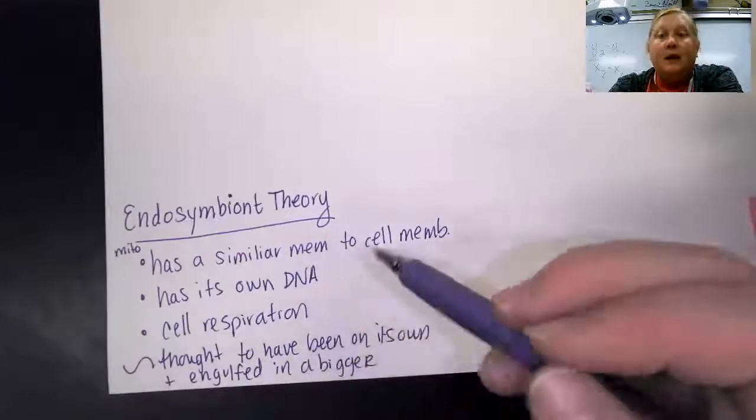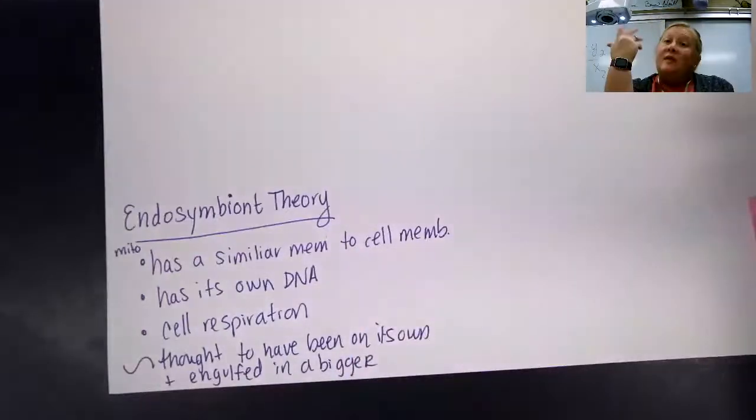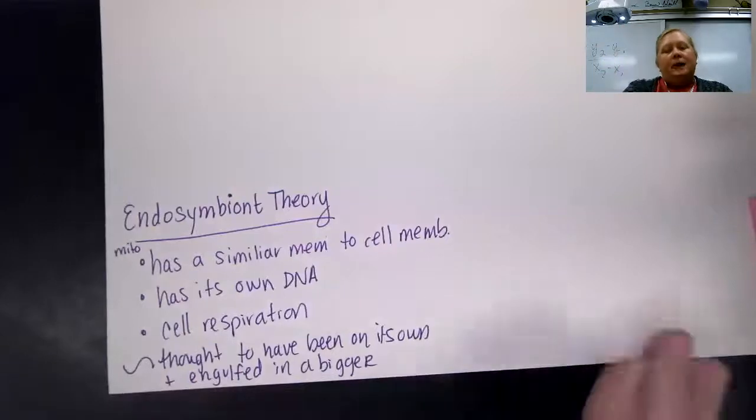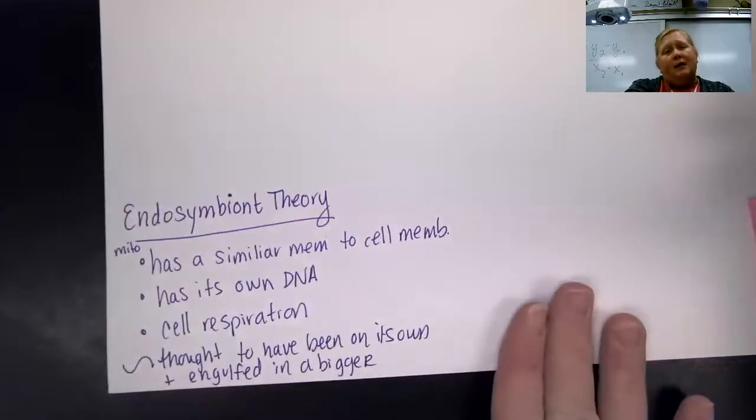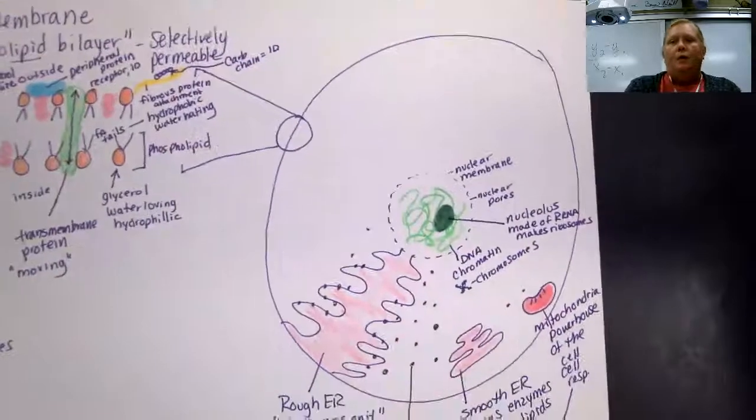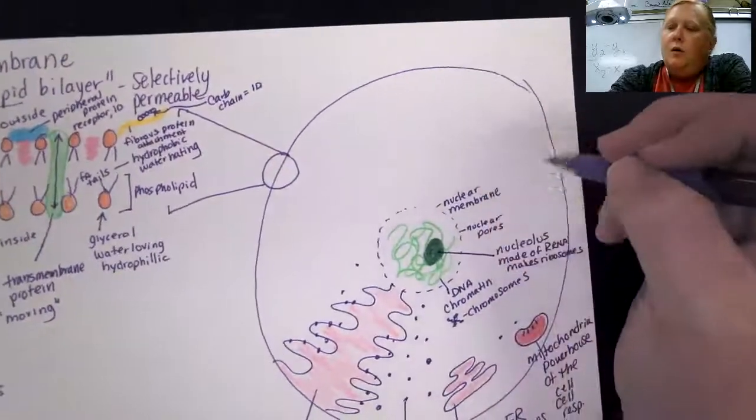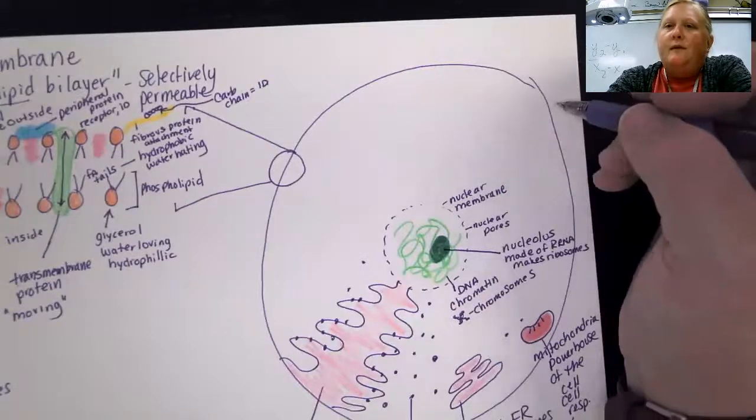So the theory is that it used to be on its own, but we're pretty lucky that we have it because mitochondria is pretty important. Okay, let's keep going. So let's see, what other things do we have of the cell?